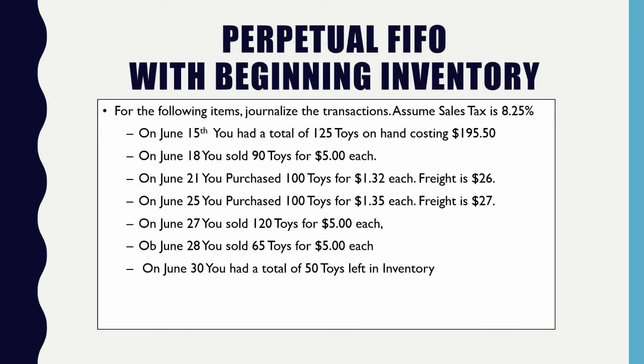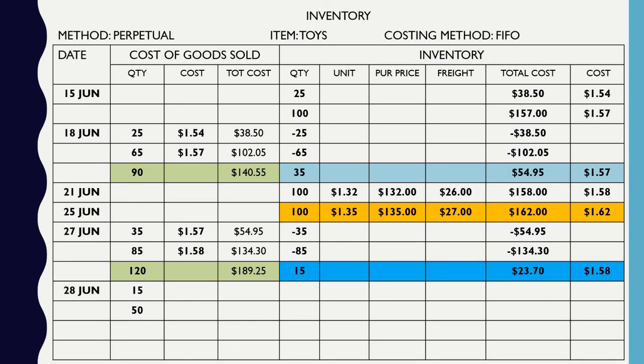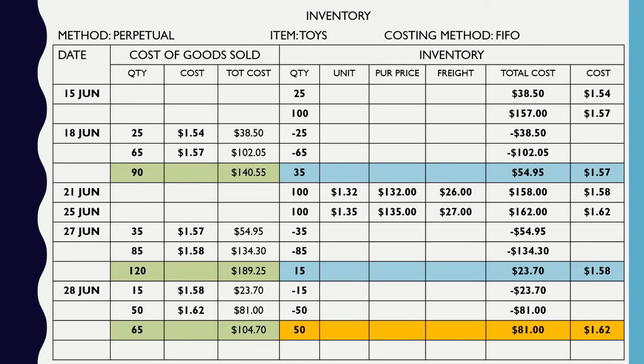Okay. So the last thing that we have here is June 28th. We sold another 65. So again, looking at our blue batch because it came first, we're going to get rid of that one. And then we're going to also dip in 50 items from our orange batch and get rid of that as well. So that means at the end of the day, you should still have 50 items from the orange batch costing you $81 even.